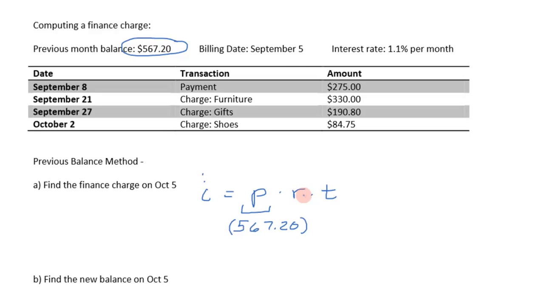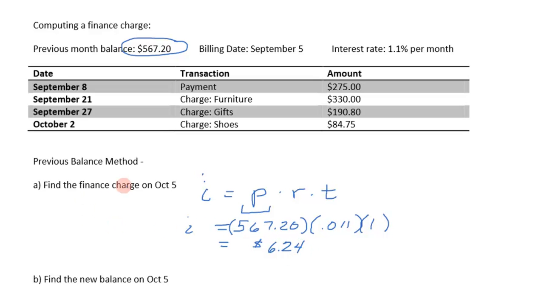For your rate, we have here a monthly rate. So change that to a decimal, which will be 0.011. And then your time is 1 month. So we have a monthly rate, and we are having this previous balance for a month, right? So the finance charge on October 5th is a month from September 5th. Okay, so now it's just a calculator problem, and when you input all of those figures into your calculator, your answer will be, rounded to the nearest dollars and cents, $6.24.